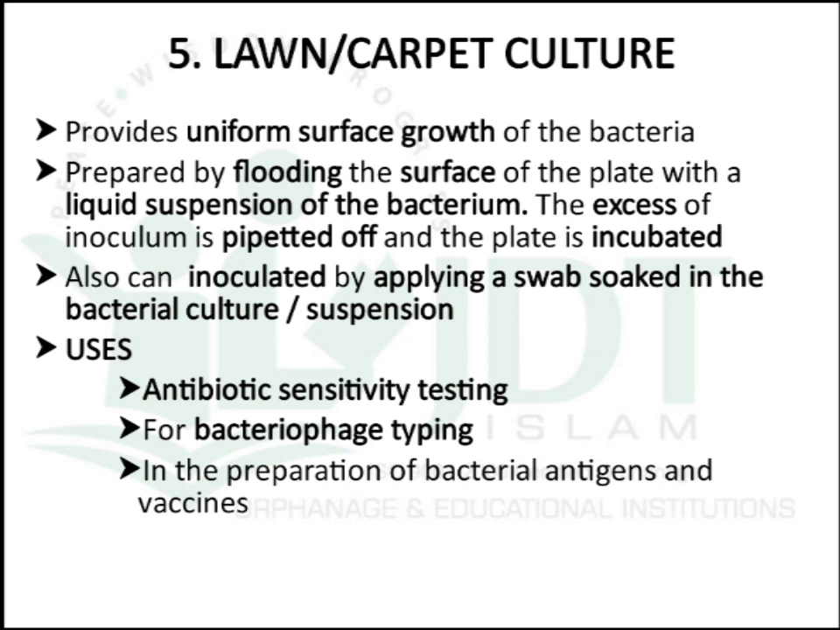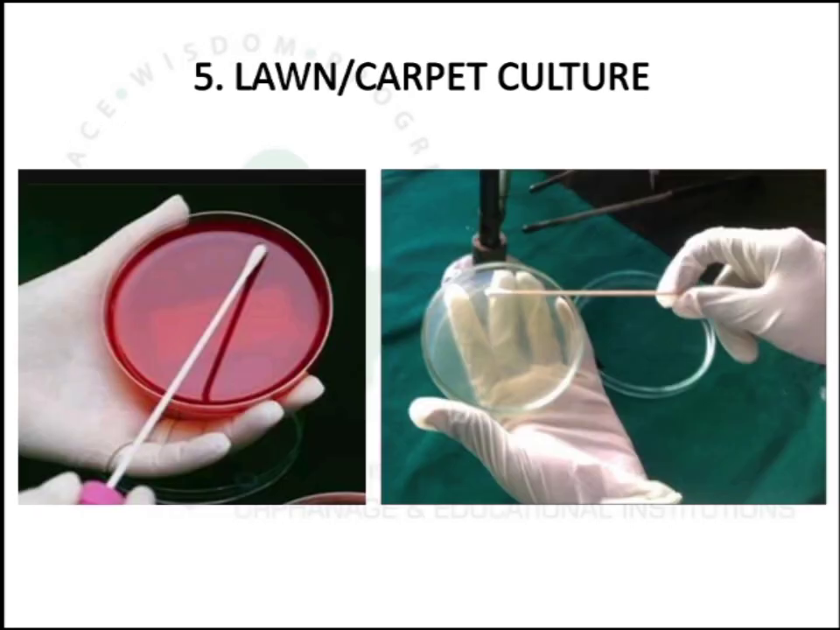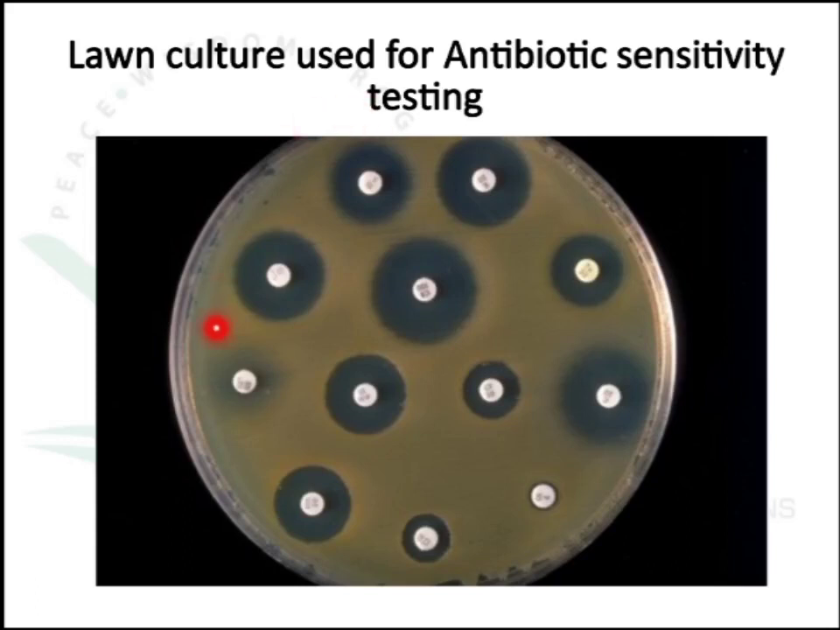Now what are the uses of lawn culture? This is the main method used to prepare culture media for antibiotic sensitivity testing as well as for bacteriophage typing, and in the preparation of bacterial antigens as well as vaccines. So this is the lawn culture method. We use a swab dipped in the culture and spread it over the entire surface.